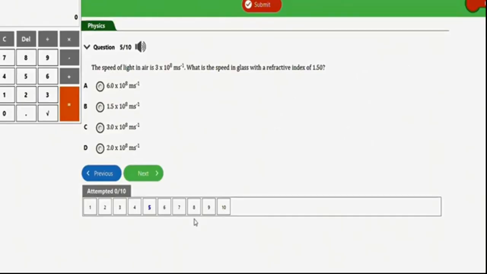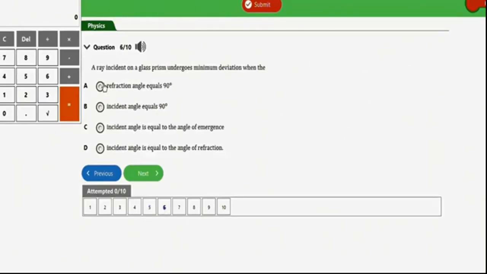So the next repeated question will be this one. It says a ray incident on a glass prism undergoes minimum deviation when, option A, refraction angle equals 90 degrees; incident angle equals 90 degrees; incident angle is equal to the angle of emergence; incident angle is equal to the angle of refraction. So guys, the correct option in this question is option C, which is incident angle is equal to the angle of emergence. Alright, so that's it for this question.